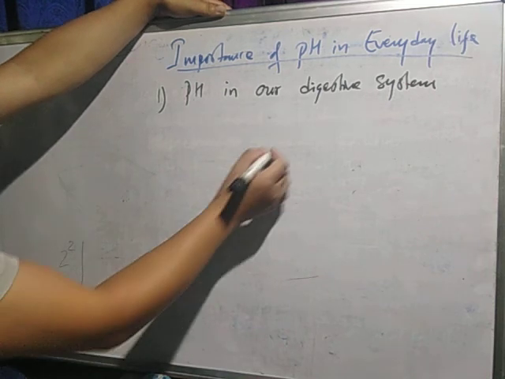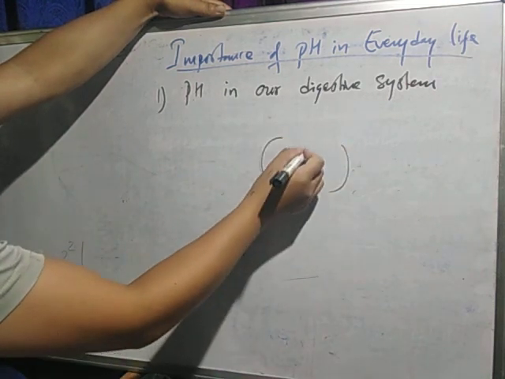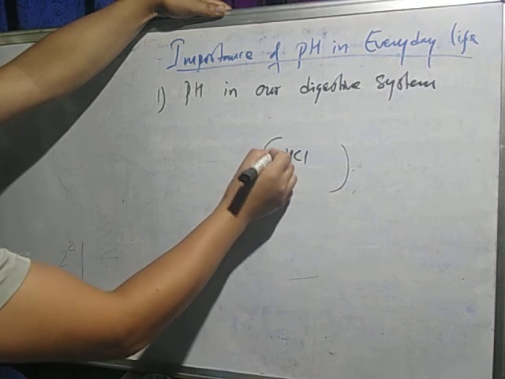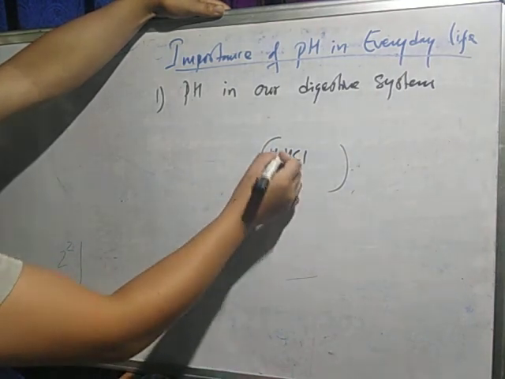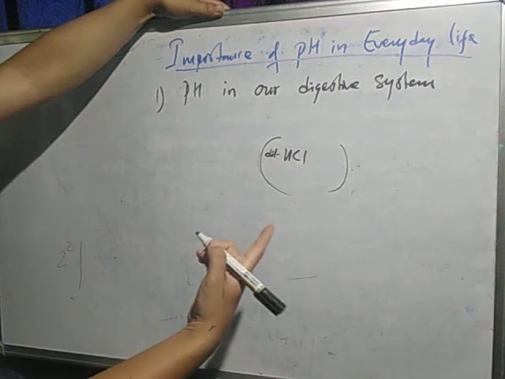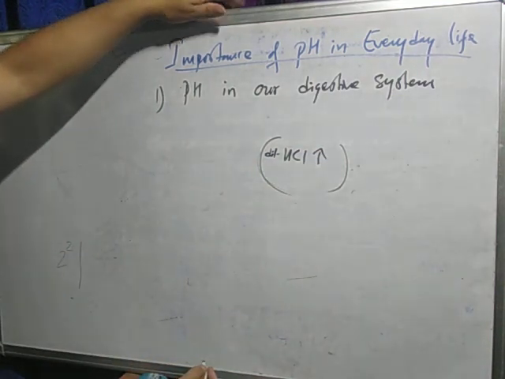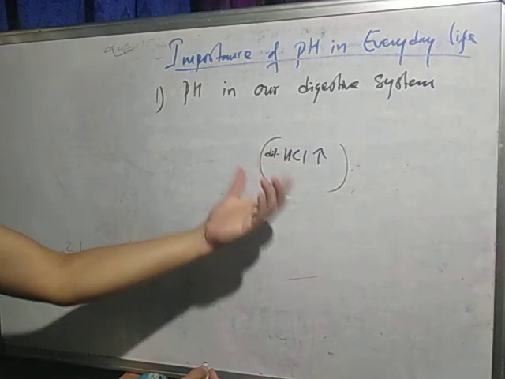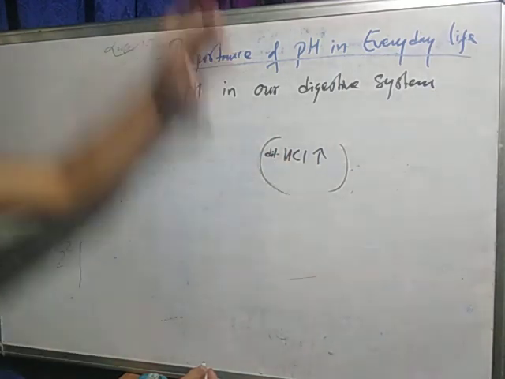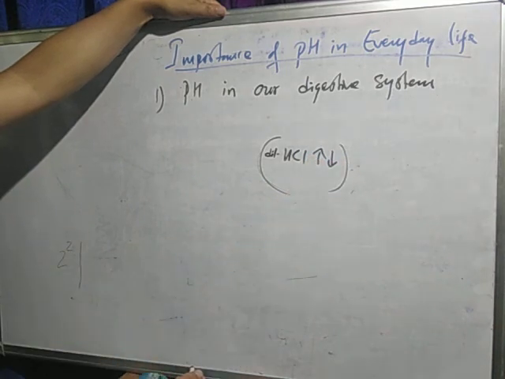So your stomach has dilute hydrochloric acid. Sometimes you get gas, isn't it? Why does this happen? Because the acid increases in your stomach. So hydrochloric acid increases, so gas forms. To neutralize this we have to add some base, isn't it? So the base is your antacid.